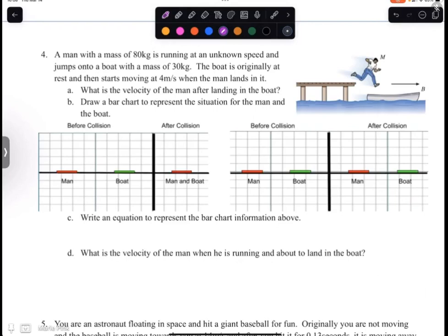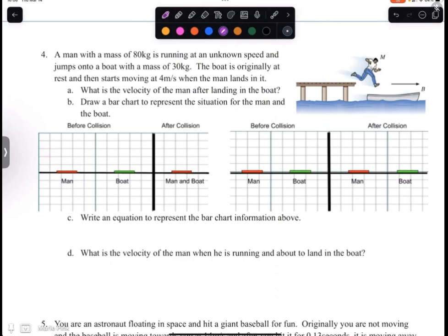Alrighty, so for number 4, we have a man with a mass of 80 kilograms running at an unknown speed and jumps onto a boat with a mass of 30 kilograms. The boat is originally at rest and then starts moving at 4 meters per second when the man lands in it. The first question is, what is the velocity of the man after landing in the boat?